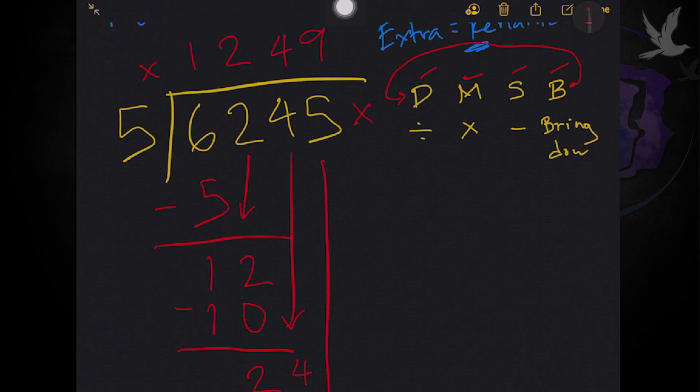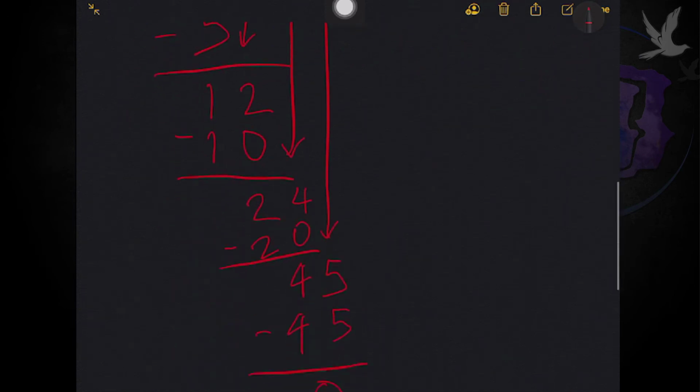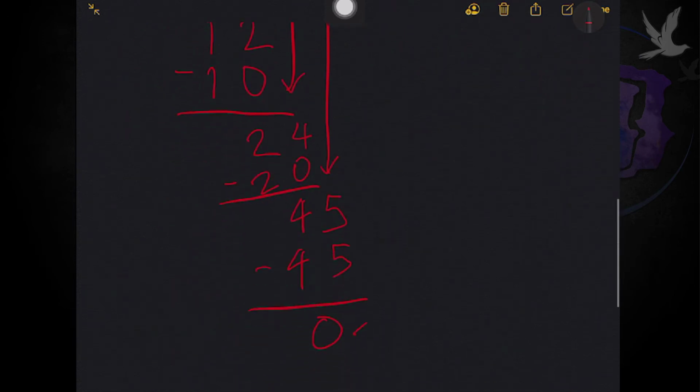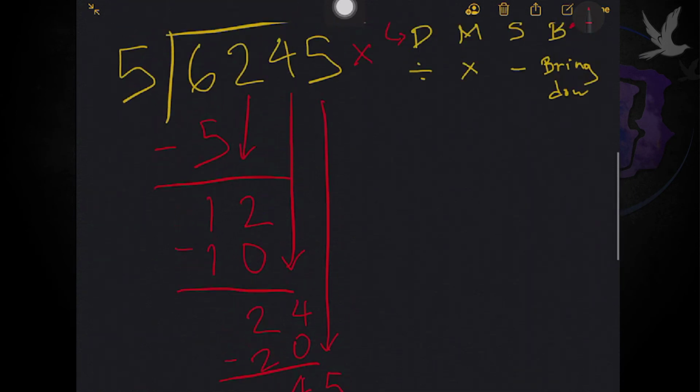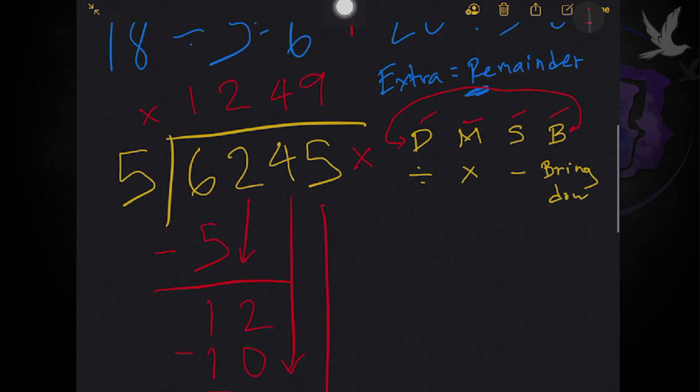None. So this ends the process. We have a remainder of 0. There's none, but you don't have to put that. Okay? No need to put remainder 0. Okay, so our final answer will be 1,249.